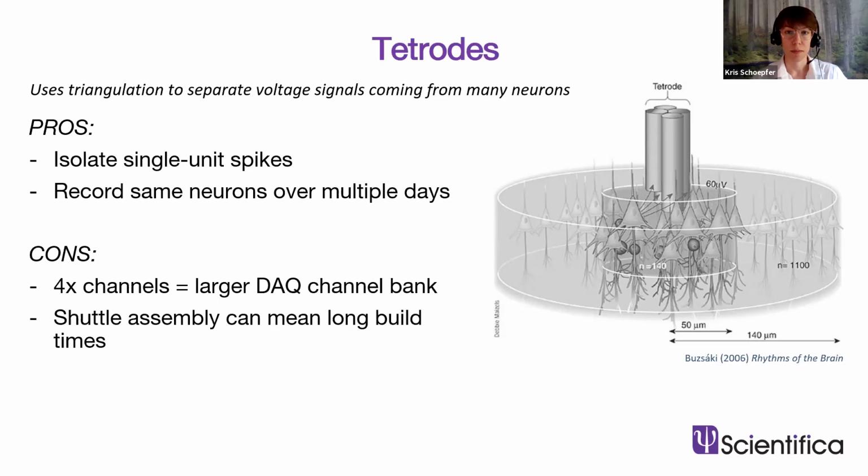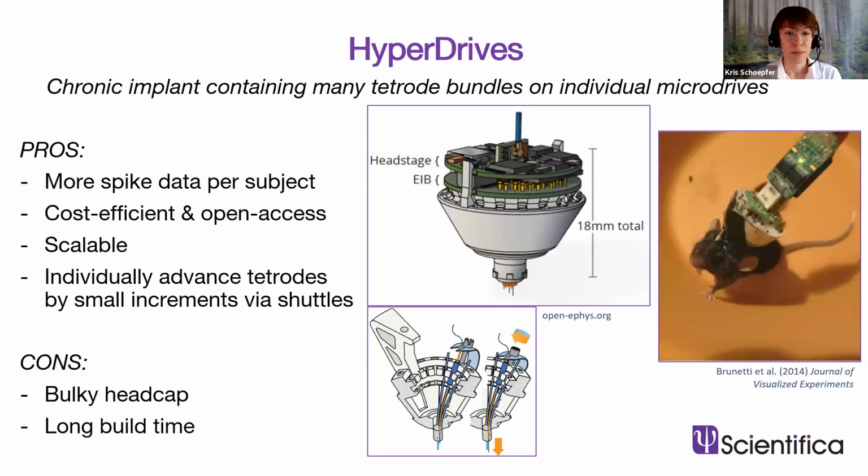So this may mean that you need to start with a larger data acquisition channel bank. And then I'll mention on these shuttle assemblies momentarily, but this can also add to build time. So if we wanted to take, that's just one tetrode, a hyperdrive is essentially taking many, many bundles of tetrodes and pooling them together into one implant so that you can maximize the number of neurons that you can record at one time. So you get more spike data per subject.